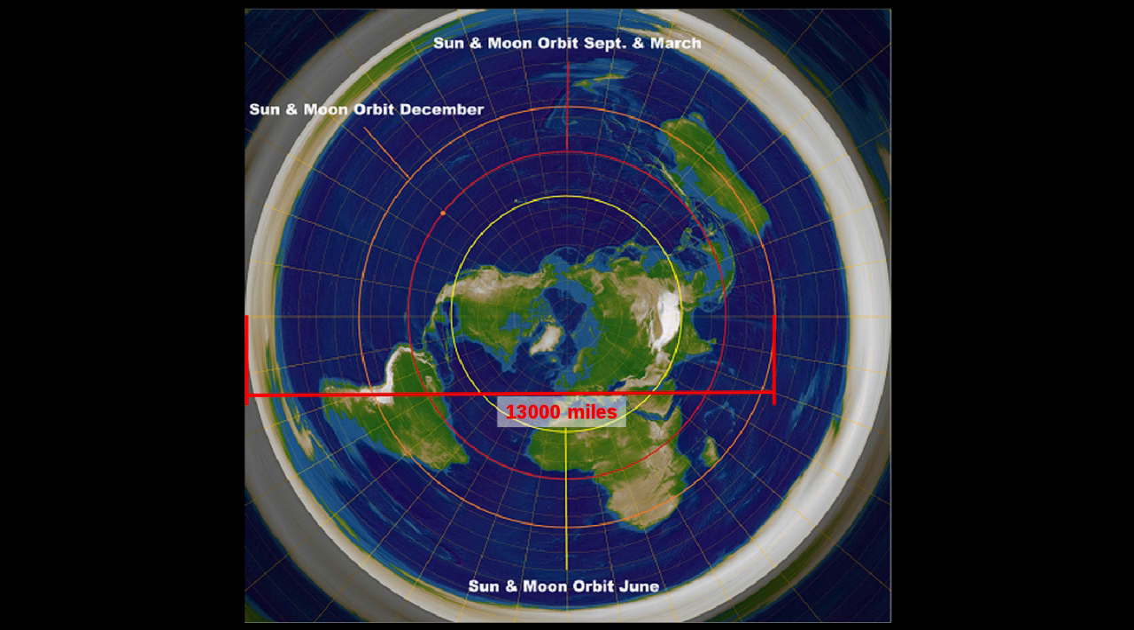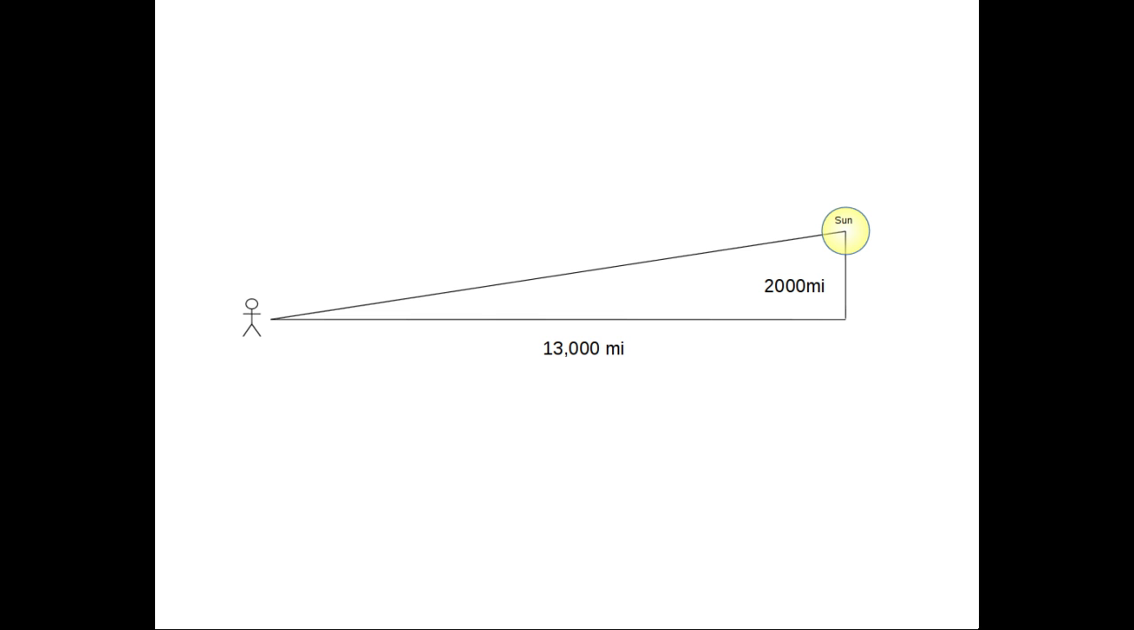If the sun is only 2,000 miles above the Earth, the angle that it makes with the horizon will simply be the inverse tangent of 2,000 divided by 13,000, or 8.75 degrees. So, at its furthest possible point, the sun will never be below about 8.75 degrees above the horizon. This is a large enough angle that the sun would never actually appear to be on the horizon.